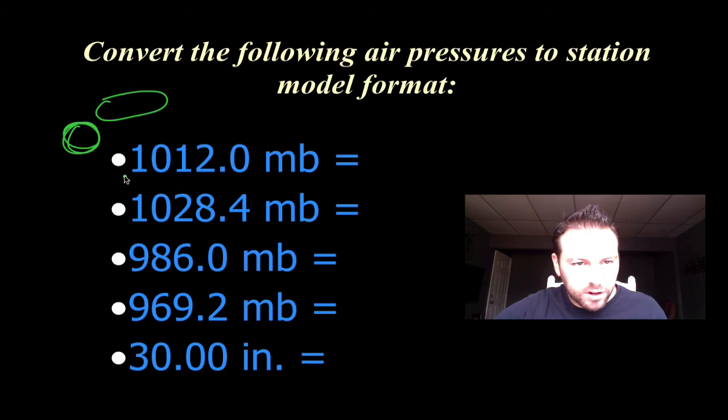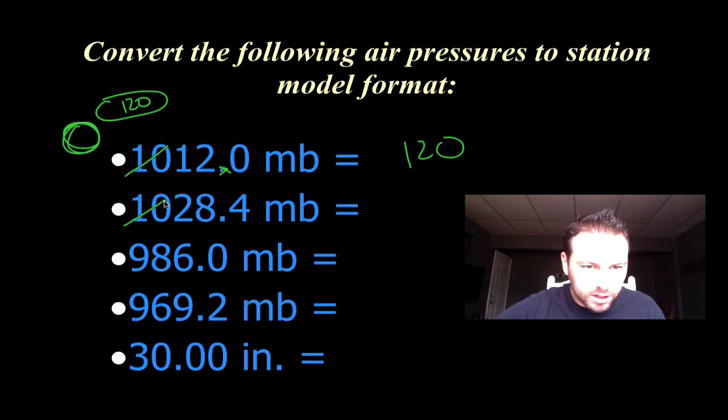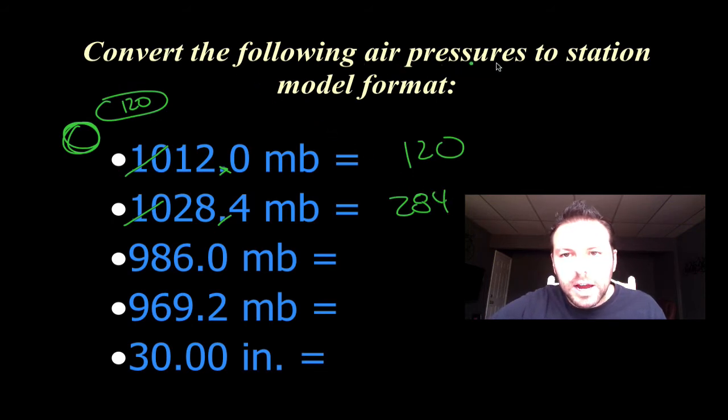If there's a 10 in front, we get rid of it. We get rid of our decimal point. So this would become 120, and that's what's gonna go on our reference table. Same thing, we see a 10 in front, get rid of it, get rid of our decimal place. This would be 284. So remember, these are converting air pressures to station model format. The rest I'm gonna leave up to you.